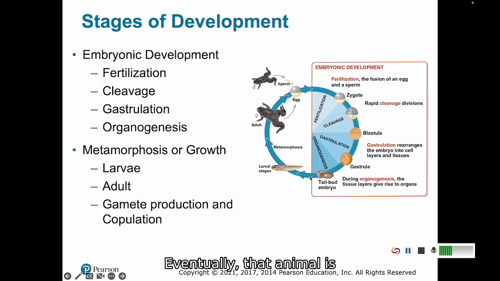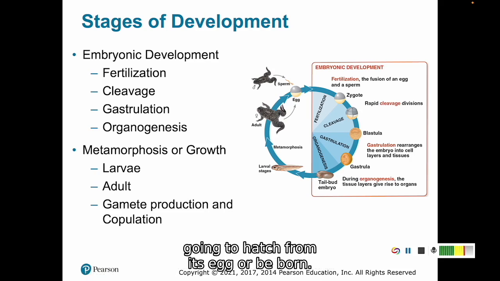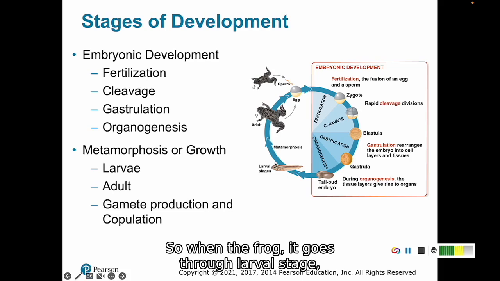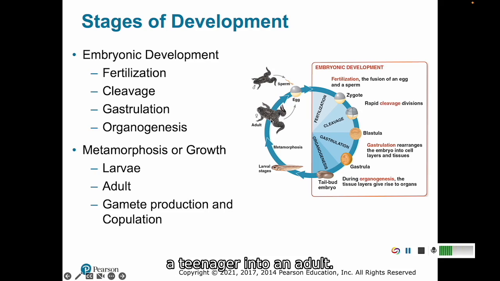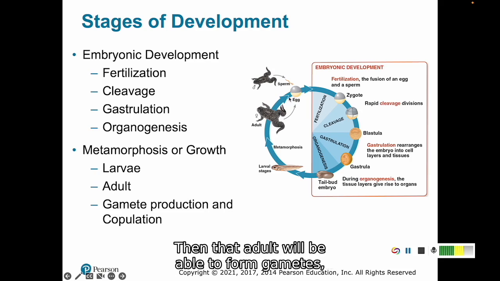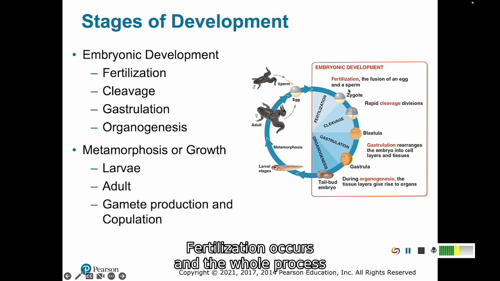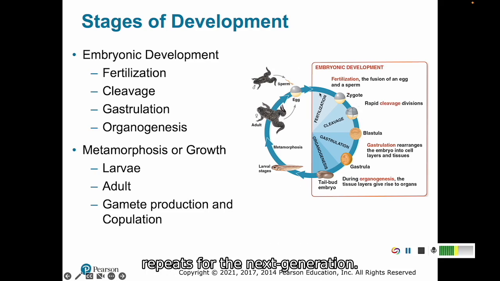Eventually, that animal is going to hatch from its egg or be born, and growth and even metamorphosis can continue after that point. So in the frog, it goes through a larval stage when it's a tadpole to an adult stage. In people, it would be a baby turns into a child, a teenager, into an adult. And then that adult will be able to form gametes, whether it's sperm or eggs. Fertilization occurs, and the whole process repeats for the next generation.